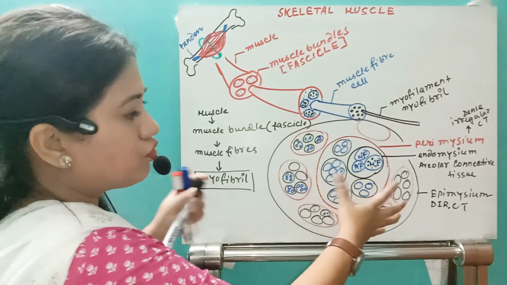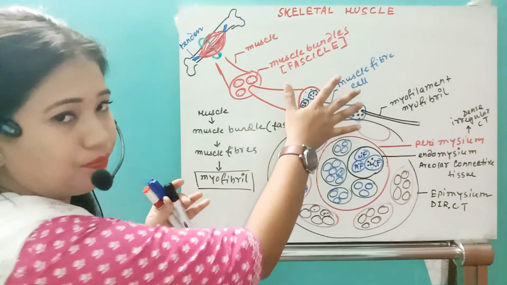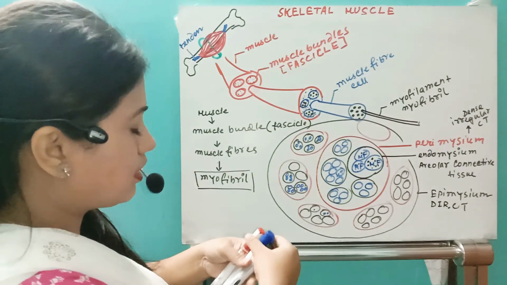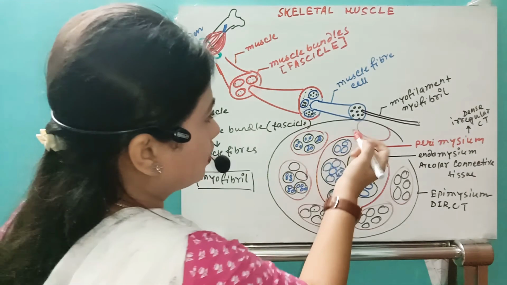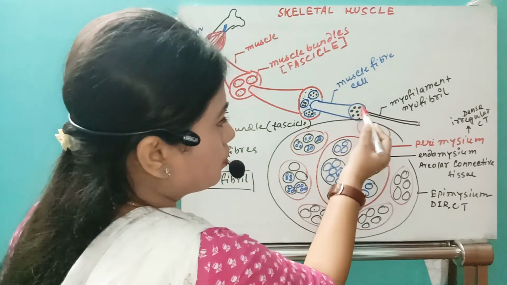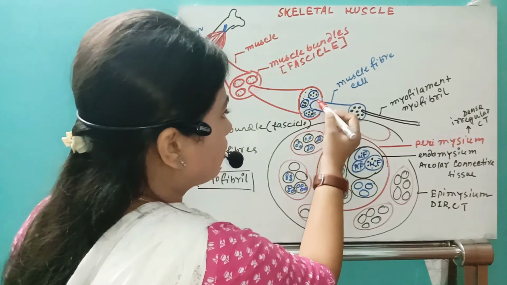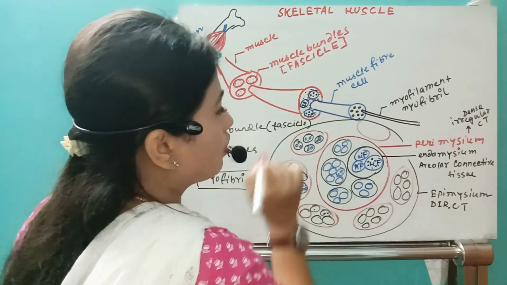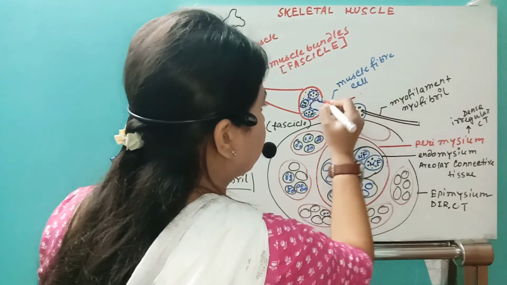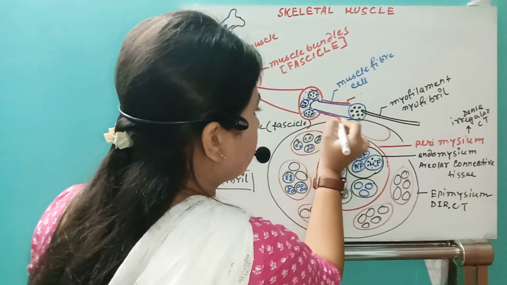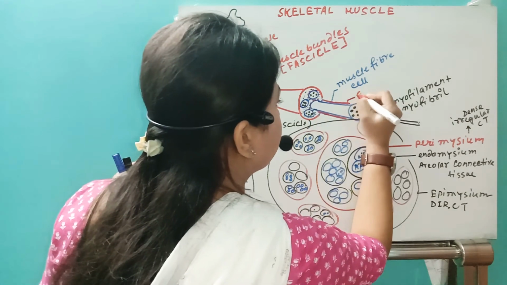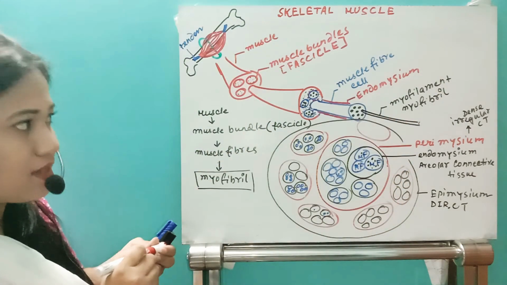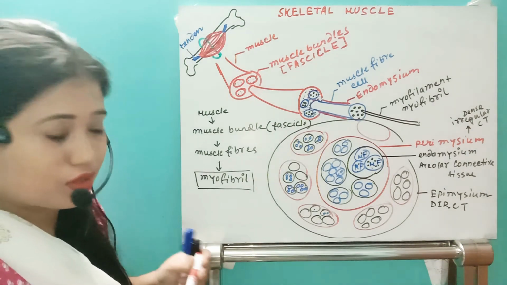Now suppose we need to put this transverse section here, then how will it actually appear? So this is the covering. If I need to show that, suppose these are the fibers, right? So around the fibers, what are we going to have? This is the endomysium, this covering. Endomysium will cover the muscle fiber or the cell.